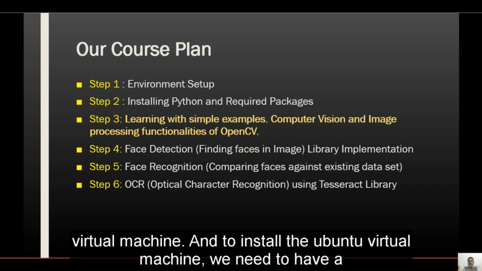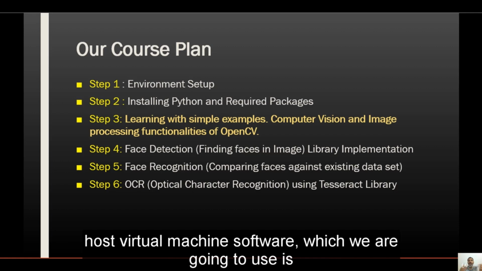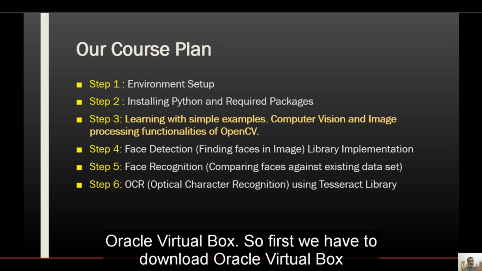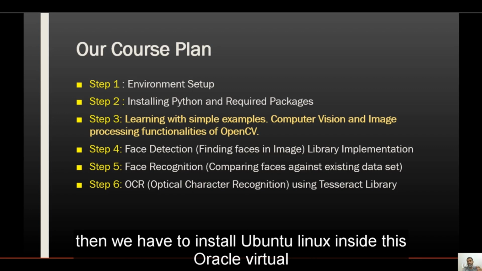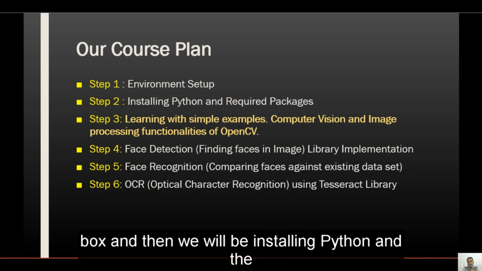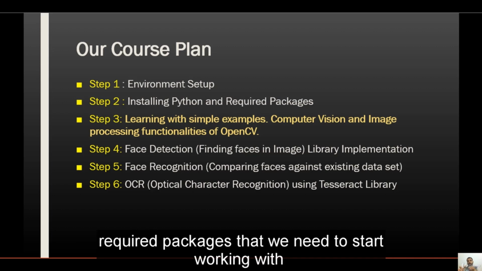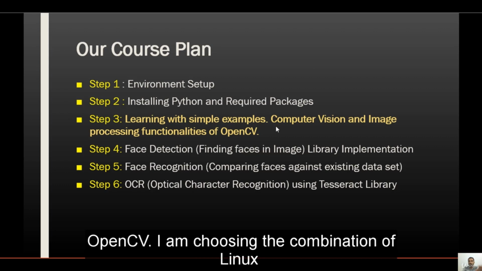And to install the Ubuntu virtual machine, we need a host virtual machine software, which is going to be Oracle VirtualBox. So first we have to download Oracle VirtualBox, then we have to install Ubuntu Linux inside Oracle VirtualBox, and then we'll install Python and the required packages that we need to start working with OpenCV.